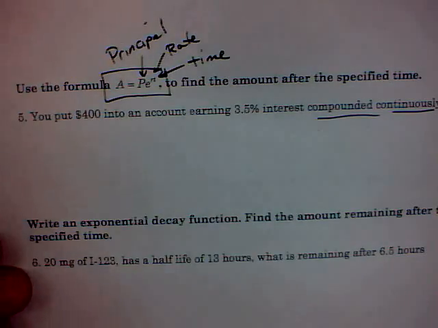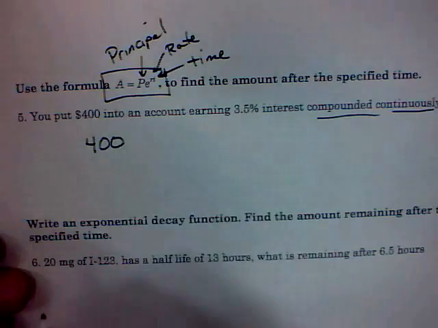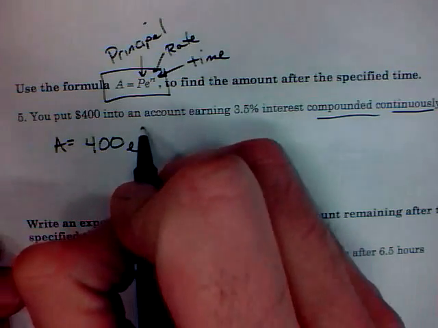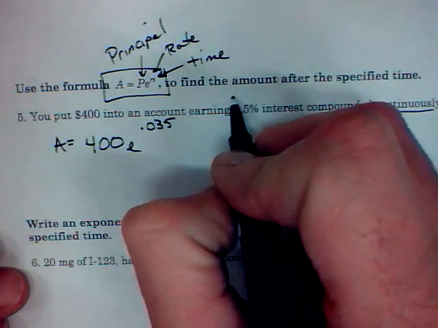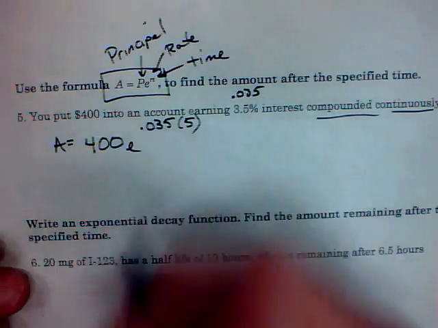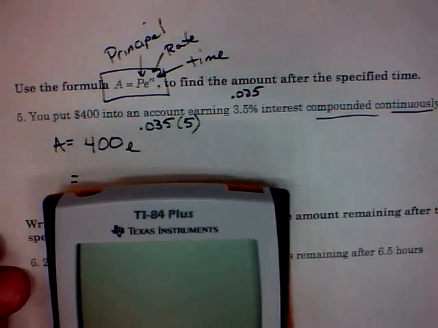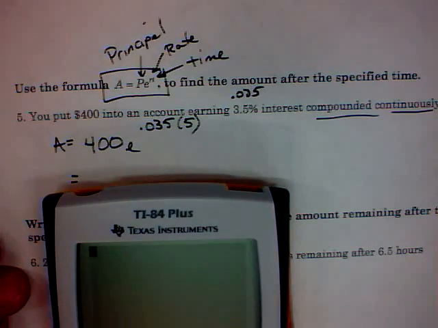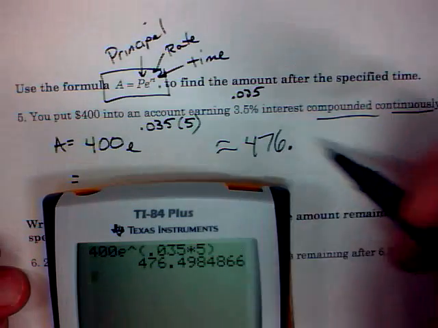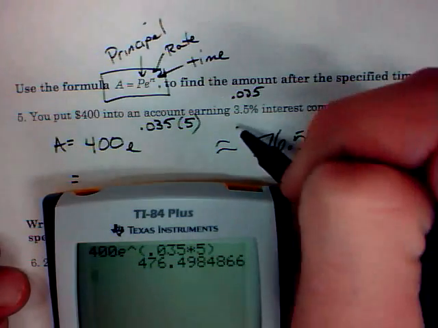Okay. So this is 400 times e to the power of 0.035, because you have to switch this to a decimal. And then your time on this one is 5 years. So now we have to plug that into the calculator. So this is 400 times e to the power of 0.035 times 5. Hit enter. And that is approximately 476 and 50 cents if you round that correctly.